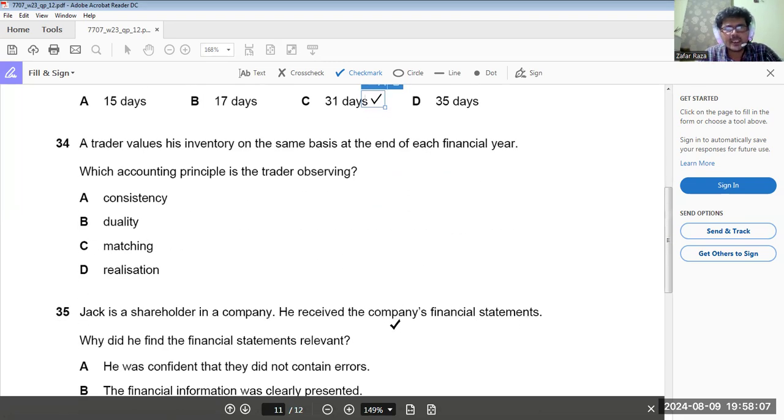A trader values his inventory on the same basis at the end of each financial year. Which accounting principle is the trader observing? Inventory valuation on the same basis means consistency.